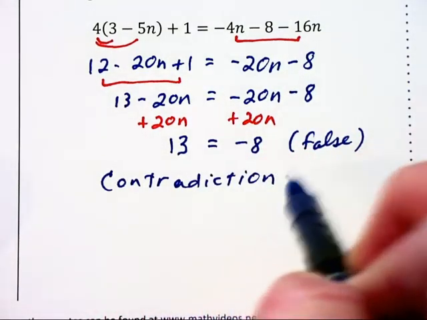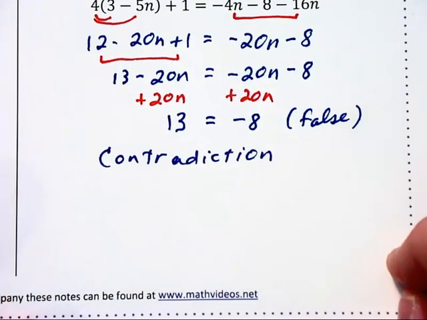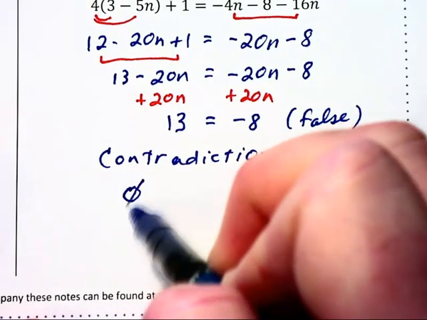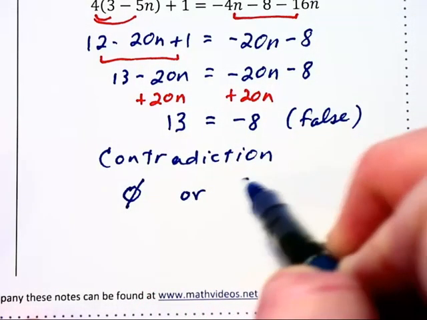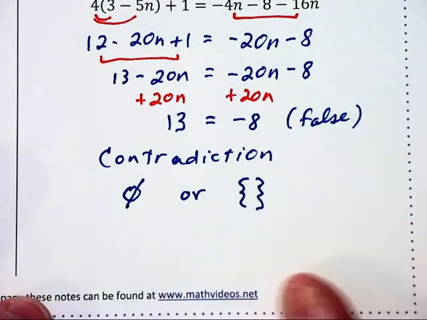Now that is a description of the solution set, but it is not the solution set itself. We want to write the solution set as either the null set or the empty set as a way of describing the solution set.